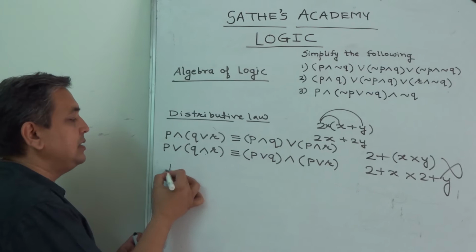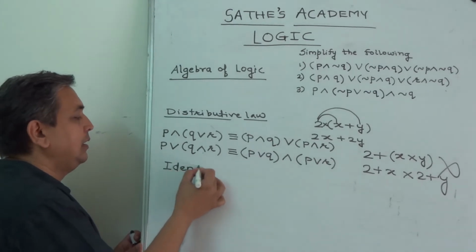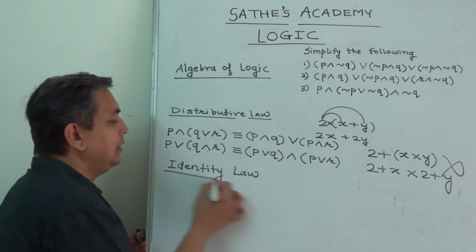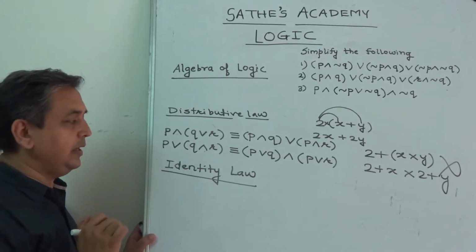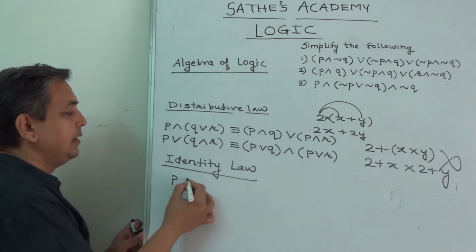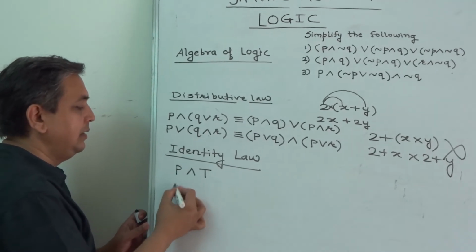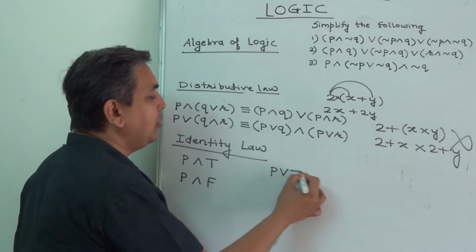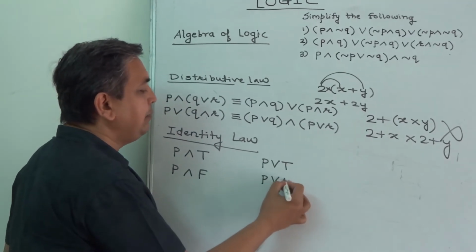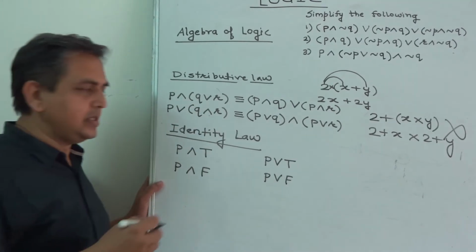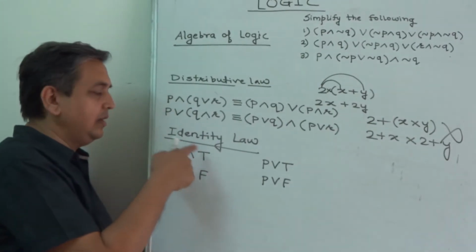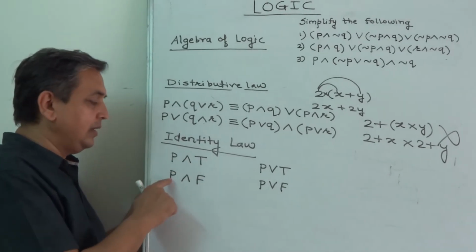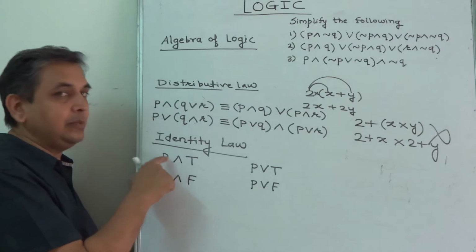Now the second law is identity law. There are 4 formulae here. P and T, P and F, P or T, P or F. P is some given statement. T is some statement which is true that we know. So one true statement and P.